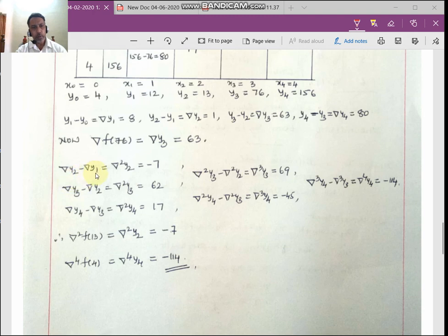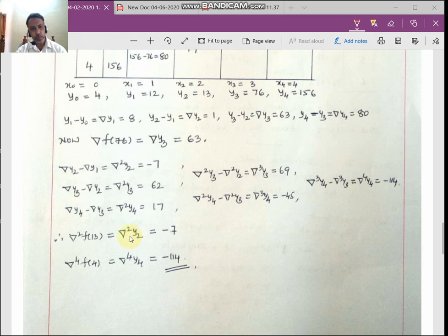Del y2 minus del y1 is equal to del square y2. From the table, del square y2 is minus 7. And del y3 minus del y2 is equal to del square y3. From the table, it is 62. Del y4 minus del y3 is equal to del square y4. It is 17. And further, del square f13 is nothing but 13 comes at y2 position.